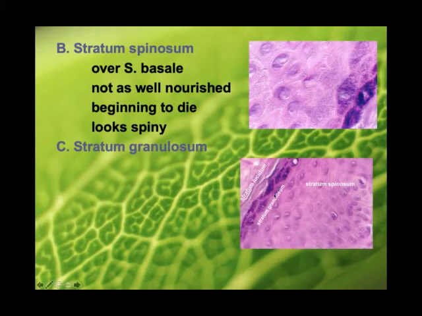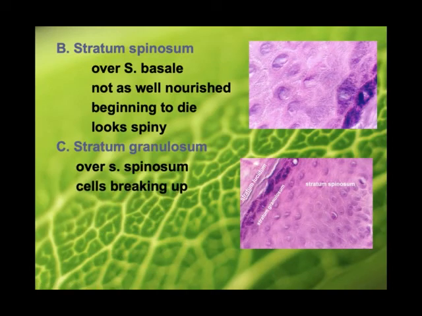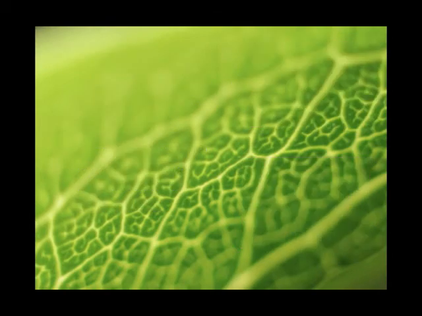So we have some stratum granulosum here. You can see the cell doesn't even really look like a cell anymore. It's just kind of like this dust that's in there. So that one's over the stratum spinosum. The cells are definitely breaking up, and they look kind of grainy or granular-like.